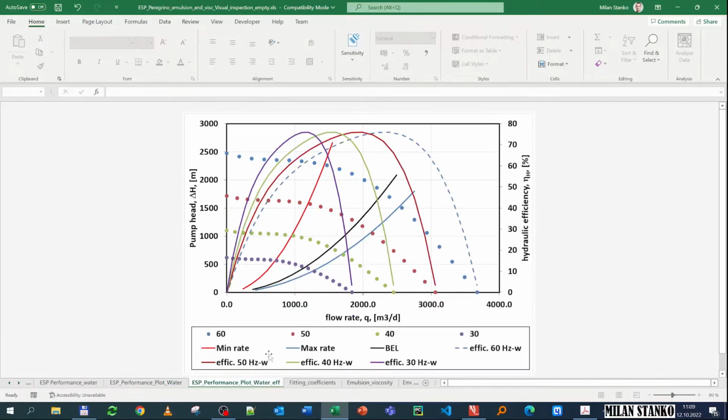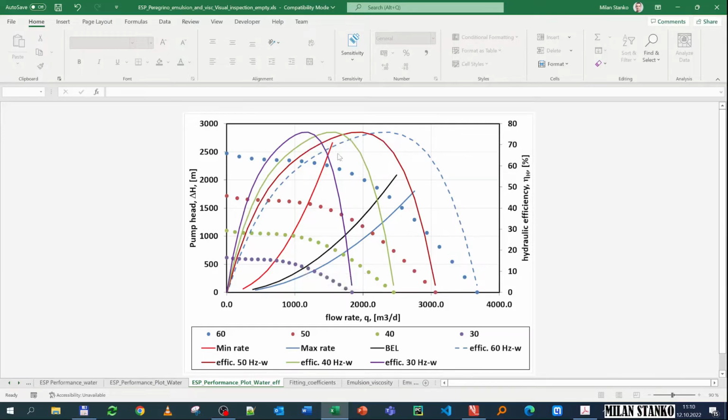And you have this best efficiency line, which joins all the points at which I have the best efficiency. Now, if we look at the plot of efficiency here, the head is plotted to the left and the efficiency is plotted to the right, and the rate is on the x-axis. So you see that for 30 hertz, that's where you have the maximum efficiency point. That should coincide with this point here on the best efficiency line.